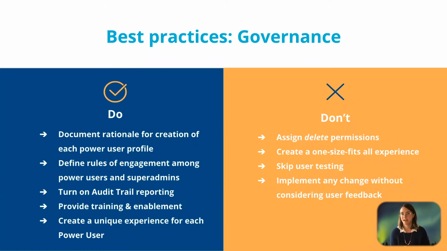Can't stress this enough, right? We know that there's influx, there's turnover on teams, we're growing, etc. Whatever the case may be for you guys, it's super important to actually document that, and that is accessible to everybody, to super admins and power users alike. It's super important to define those rules of engagement among power users and super admins, right? Because you're giving them some sort of permission, right? So there needs to be rules of engagement in place that are understood by everybody who's actually going to be having those permissions, right?